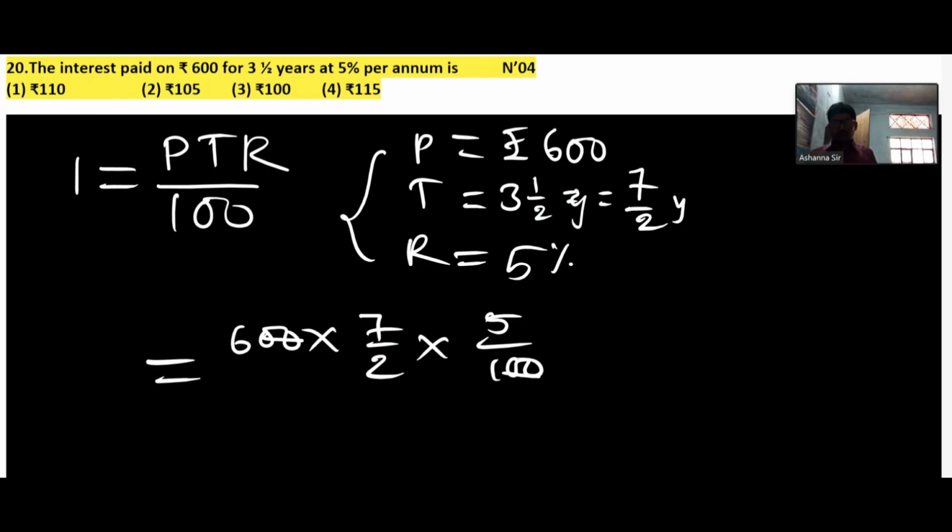2 zeros get cancelled. 2 ones, 2 threes. 3 fives are 15, 15 sevens are 105. 105 rupees. This is the interest. Option 2.